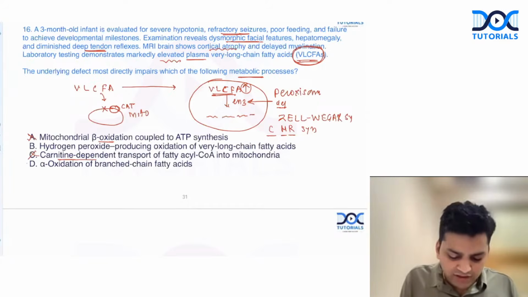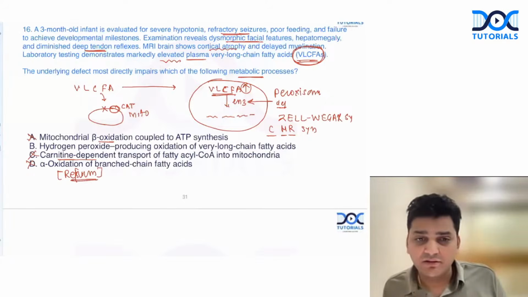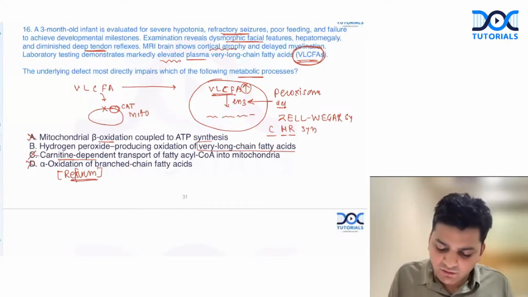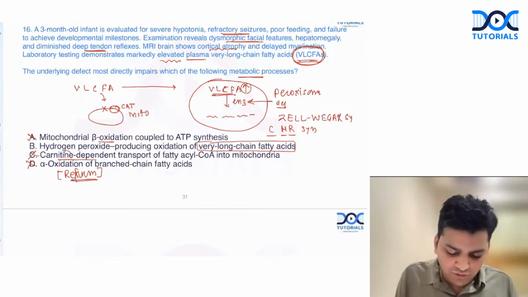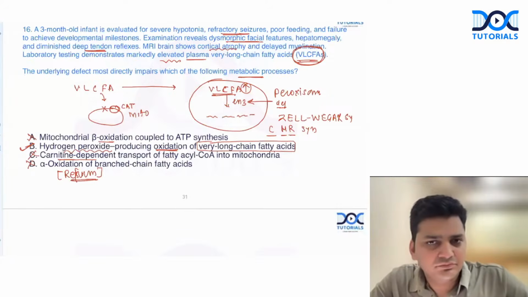Is it the alpha oxidation? No. Alpha oxidation is related with which disease? Refsum disease. If you remember Refsum disease, the green leafy vegetable, that is alpha oxidation. It is the very long chain fatty acid oxidation which is not happening in the peroxisome. The hydrogen peroxide producing oxidation is not happening in the peroxisome and creating the problem. Right? It is the Zellweger syndrome.